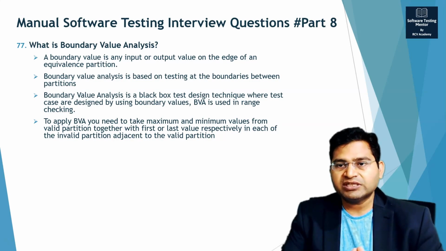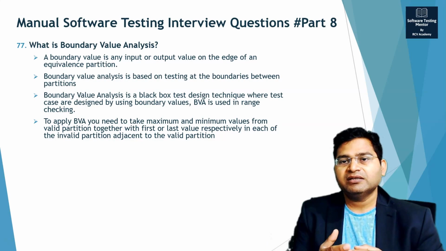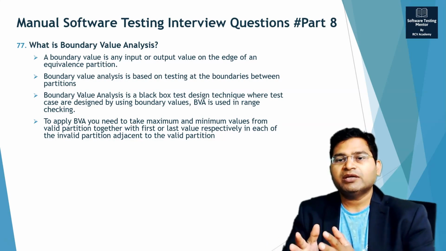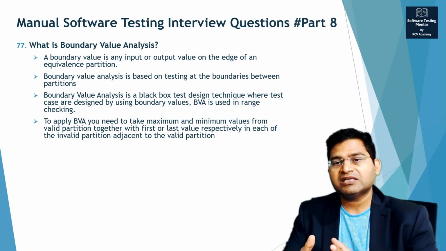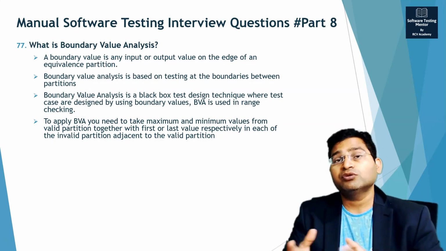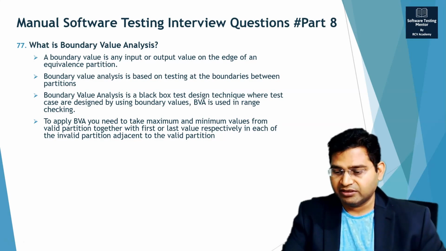Now, it is a black box test design technique where test cases are designed using boundary value analysis, and it is used in range checking. To apply BVA, you need to take maximum and minimum values from the valid partition together with the first or last value respectively in each of the invalid partitions adjacent to the valid partition, which I have already explained, right? So this is just a text you can read later.